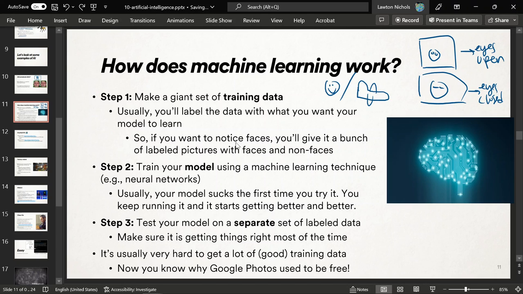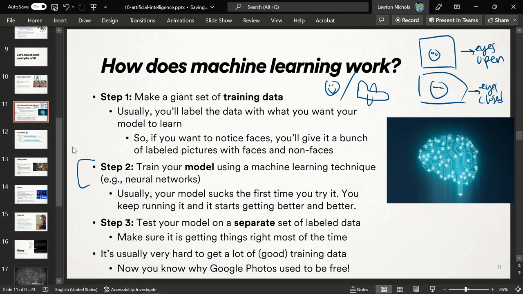So for example, if you want to notice faces, you'll give it a bunch of labeled pictures with faces and non-faces. And for the ones with faces in them, you'll also label whether the eyes were open or closed. Something like that. So that is your step one. That's usually the hardest part: get a bunch of training data. The rest is kind of automatic.